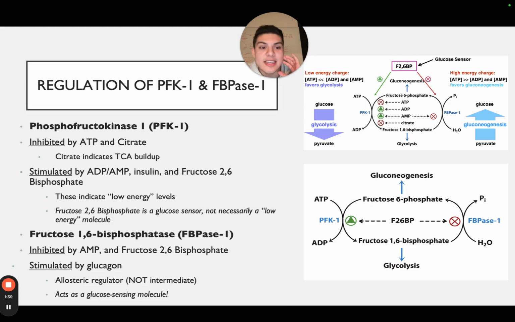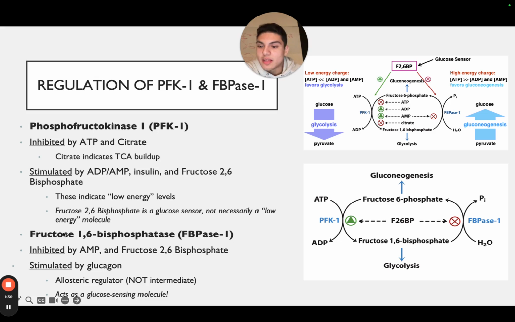This is energetics. This has nothing to do with glucose concentrations. It has nothing to do with that. This is all energetics. And then we'll skip the F2,6BP being stimulated, and we'll talk about other things.